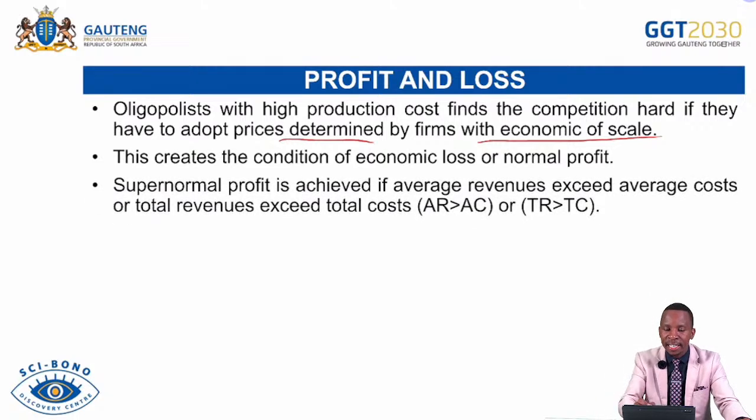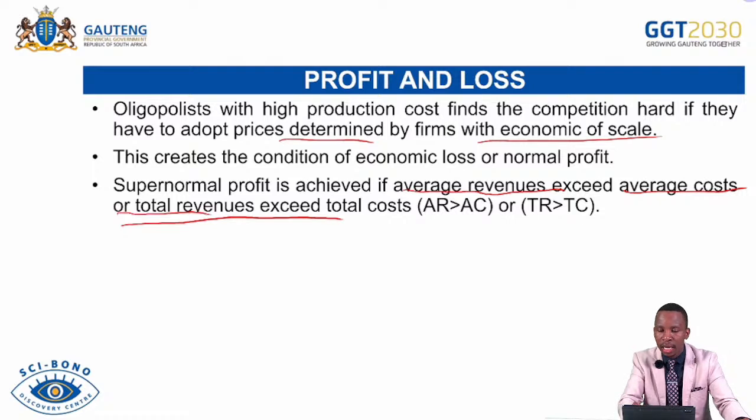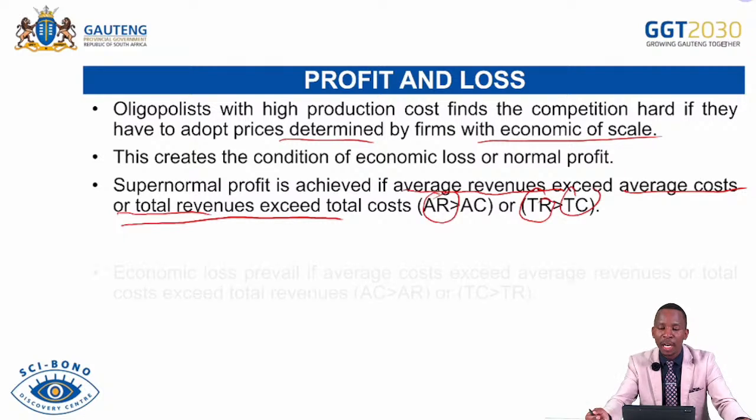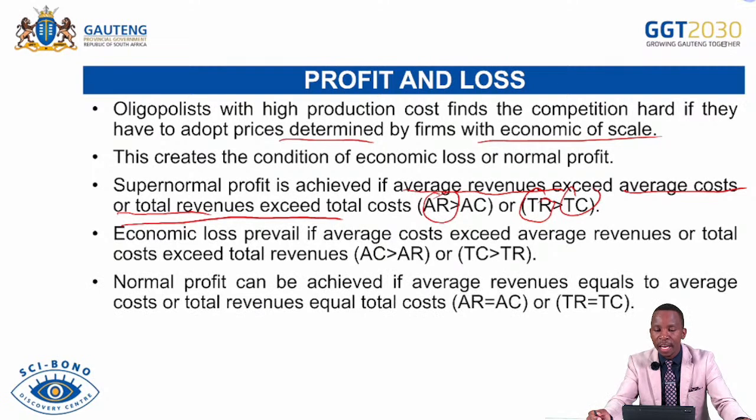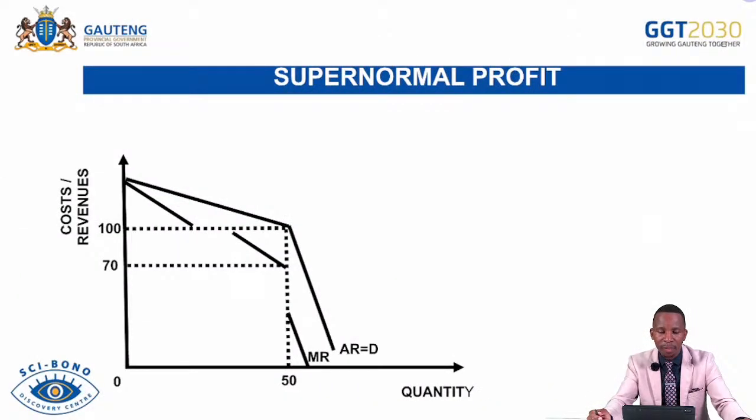So supernormal profit is achieved if average revenue exceeds average cost, or total revenue exceeds total cost. So this is the other condition. Total revenue, TR, is more than TC, or AR is more than AC. Then the firm will enjoy supernormal profit. Economic loss prevails if average cost exceeds average revenue, or total cost exceeds total revenue. Normal profit can be achieved if average revenue is equal to average cost, or total cost is equal to total revenue. So this is the demand curve with the average revenue and the marginal revenue drawn there.